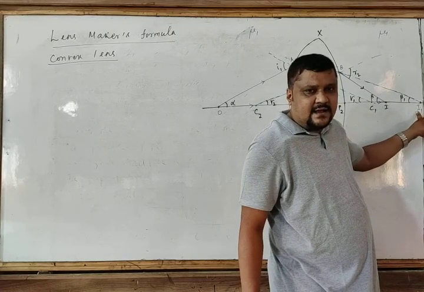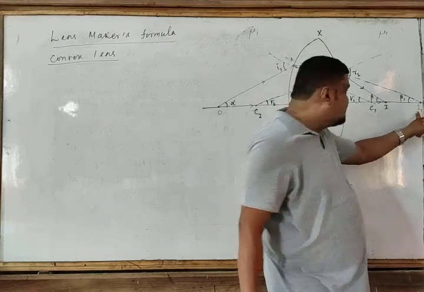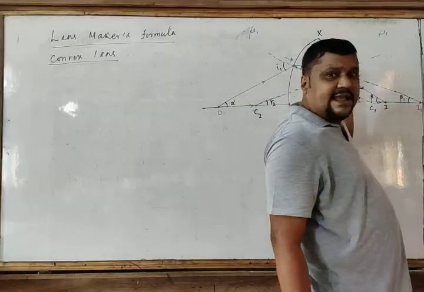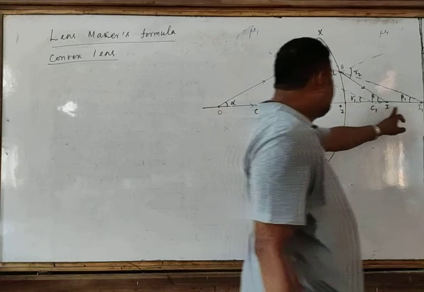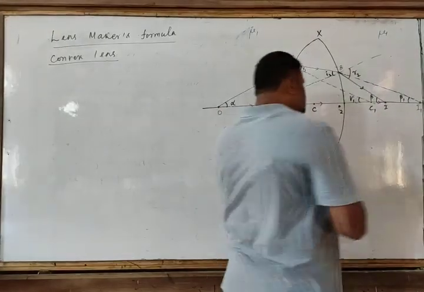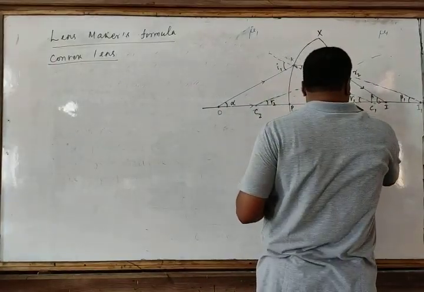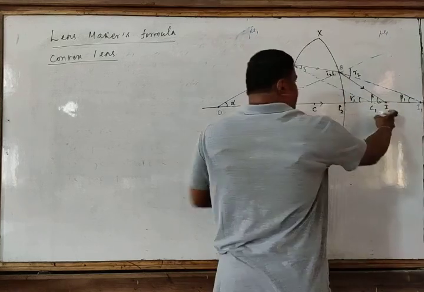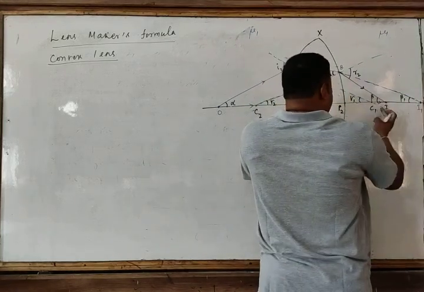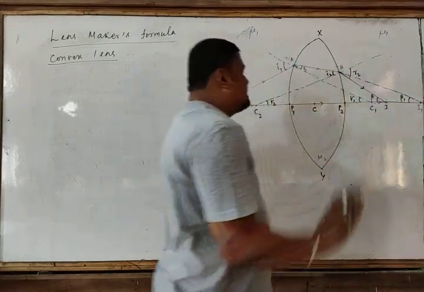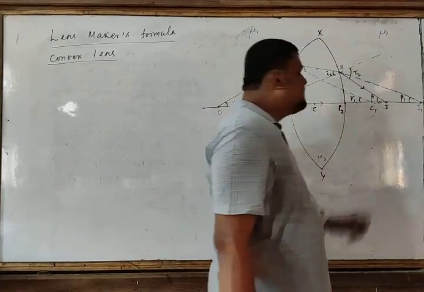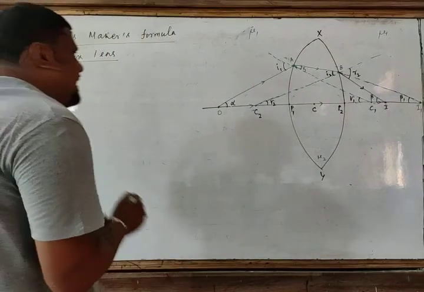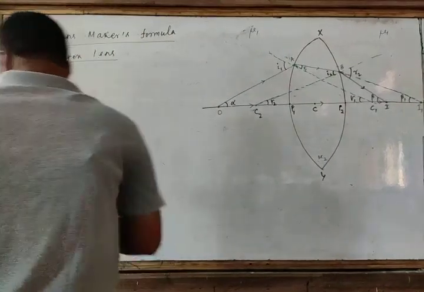It is not a real image for the lens. It is, you can say, a virtual object for the surface xp2y. So I will take this image position as V1, and C to I1 is V1, C to I is V. These are the assumptions. And P2 C2 is R2, P1 C1 is equal to R1, and these are the angles. Right? Now we go step by step.